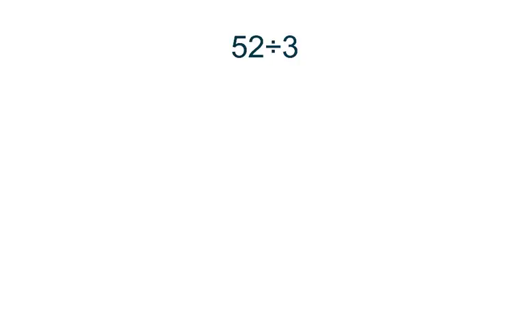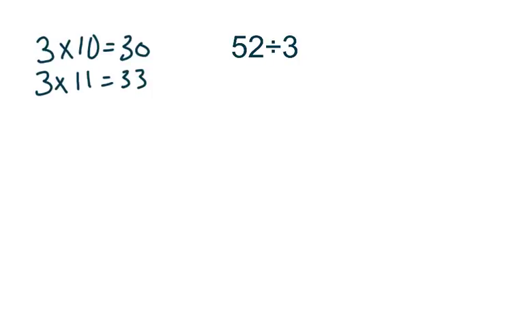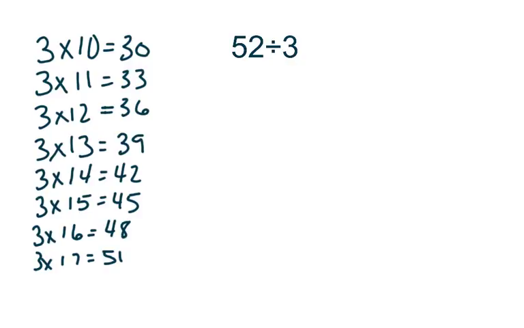If I'm starting with this problem, I'm going to go ahead and start with 3 times 10, because I know that, and that's going to give me a good jump start. And then I'd list my multiples from there. So 3 times 11 gives me 33. 3 times 12 gives me 36. And I'm going to keep listing until I find my sandwich. So I need to get all the way up a little bit past 52. So now I'm at 3 times 17 gives me 51, and 3 times 18 gives me 54.